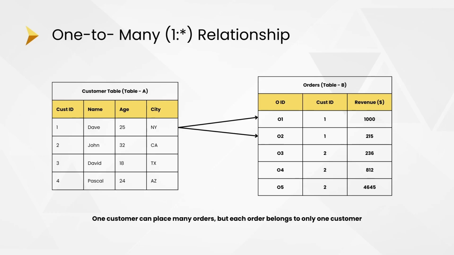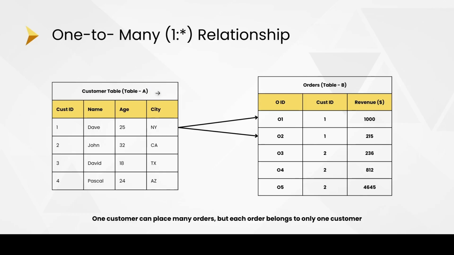In a one-to-many setup, a record in one table can link to multiple records in another table, but each of those records in the second table only points back to the one in the first table. Think about a customer and order scenario. In table A, we have a customer table with customer IDs and details. In table B, we have an orders table that records each order along with the customer ID. Here, each customer can place multiple orders, so the same customer ID can appear several times in the orders table. However, each order is tied to only one customer.